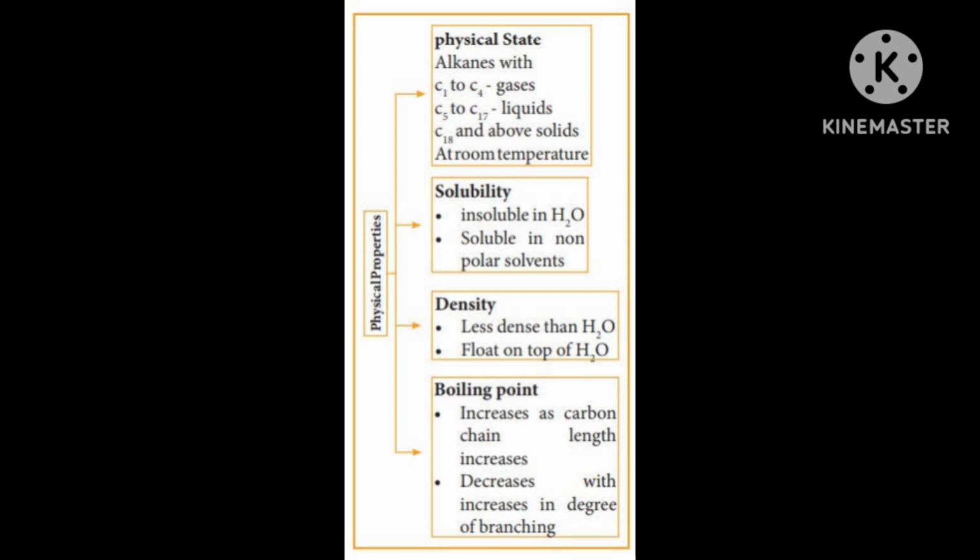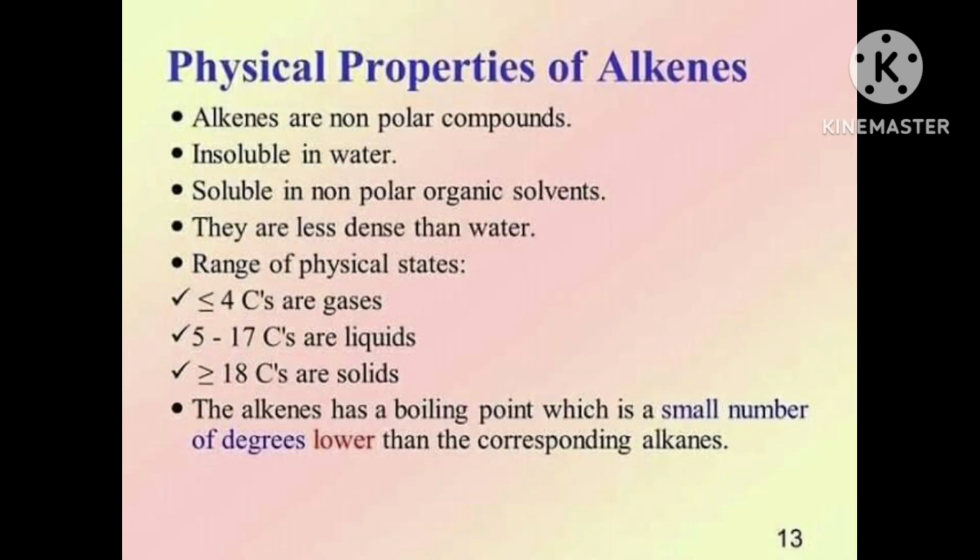Like alkanes, straight chain alkenes have higher boiling point than isomeric branched chain compounds. You have seen in alkanes also, alkenes also same things. Here also isomers will be there. Then branched will have less and a straight chain compound will have more. Even in alkenes, a straight chain has more boiling point and branched is less. Reasoning I have already told you.